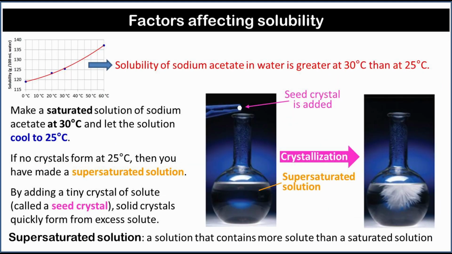The solubility of sodium acetate in water is greater at 30 degrees Celsius than at 25 degrees Celsius. Make a saturated solution of sodium acetate at 30 degrees Celsius, and let the solution cool to 25 degrees Celsius. If no crystals form at 25 degrees Celsius, then you have made a supersaturated solution. A supersaturated solution is a solution that contains more solute than a saturated solution. By adding a tiny crystal of solute, called a seed crystal, solid crystals quickly form from excess solute.